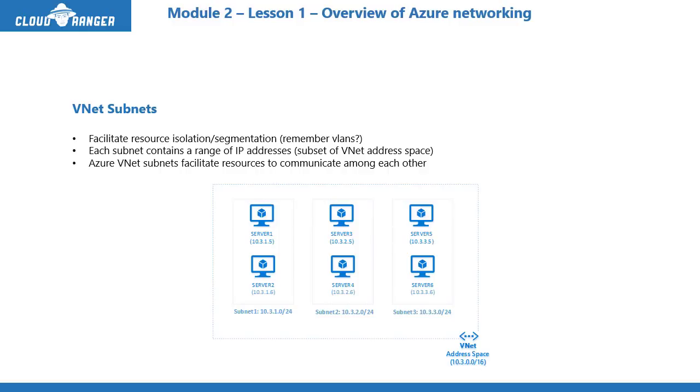So it's a subset of the VNet address space. And Azure VNet subnets facilitate resources to communicate among each other. So let me explain a little bit of what that means. If you look at the diagram over here, it's very similar to the previous one, where I have a virtual network. I have an address space. It's a 16-bit subnet mask. I'm starting with 10.3.0.0. So anything after 10.3 will be supported in this address space.